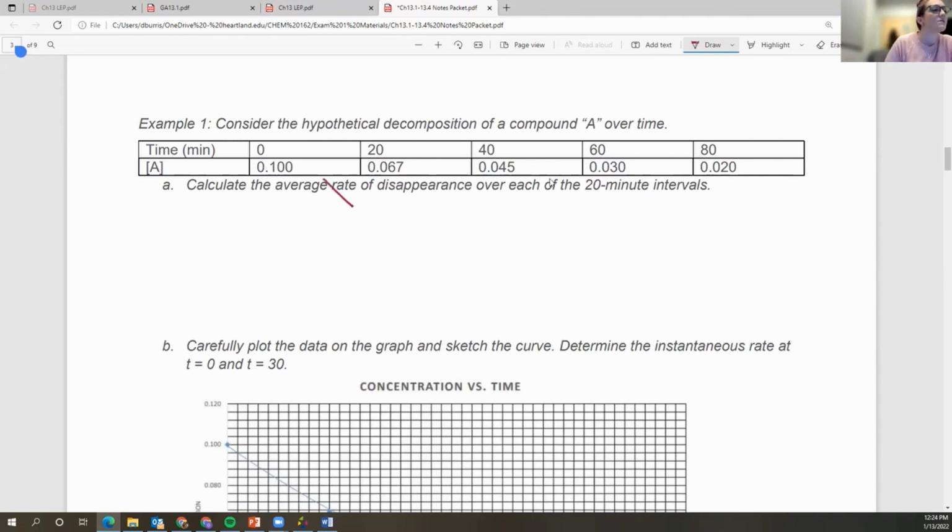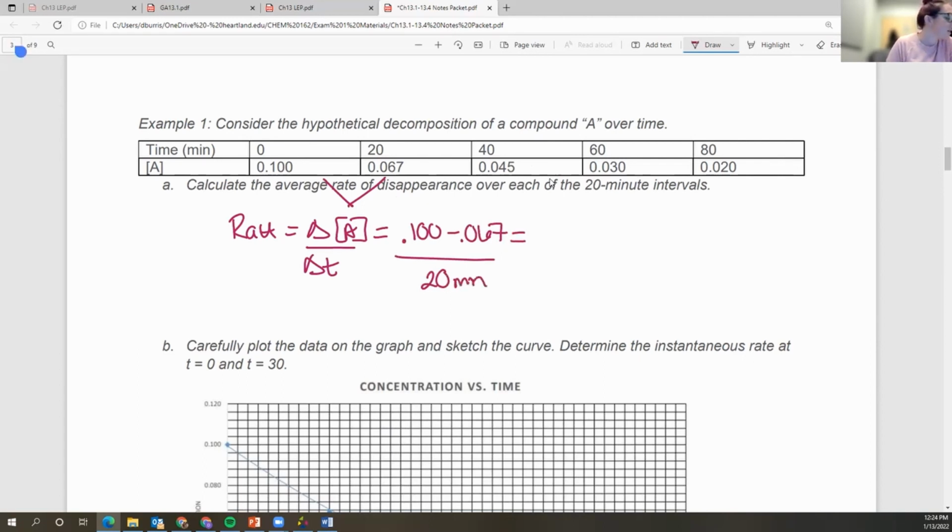If I want to know the rate of disappearance from here to here, rate, remember, is going to be the change in concentration over the change in time. This specific one is going to be 0.100 minus 0.067 molar over, that happened in 20 minutes. So that specific rate is 0.00165 molarity per minute. Okay, that's going to be the 0 to 20 seconds.